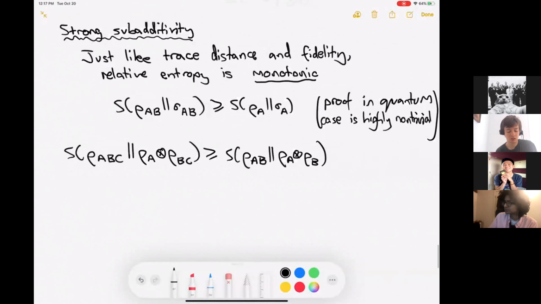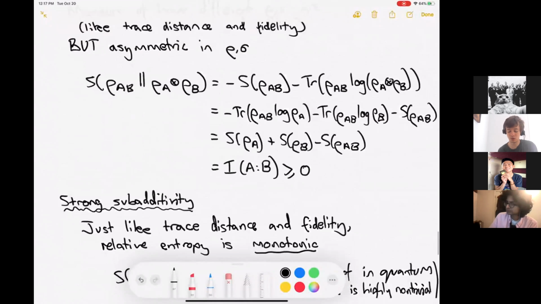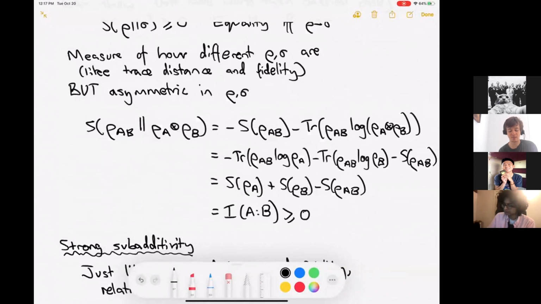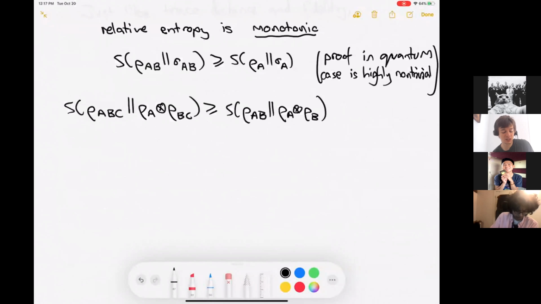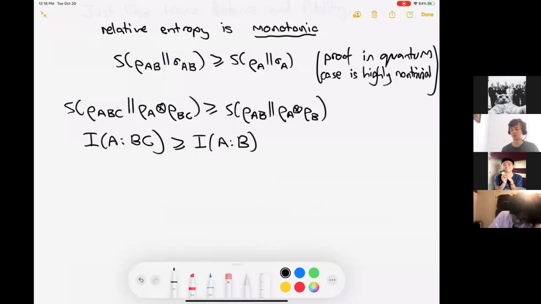Okay, so using our definition before, the mutual information between A and B was the relative entropy of rho AB relative to rho A tensor rho B. Then this left-hand side just becomes the mutual information between A and BC. And the right-hand side becomes the mutual information between A and B.